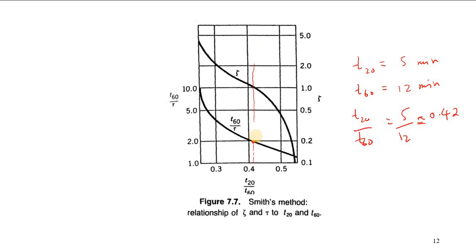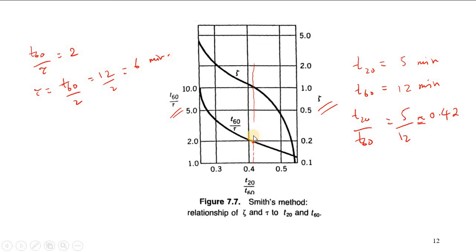And what do we have here? We can find the T60 over tau, which is what we can see here. This is the T60 over tau axis, and this is the axis for xi. So for T60 over tau, we are going to go to the left. So we are going to go from 0.42 to the left, and we are going to find that T60 over tau is 2. Okay, so my T60 over tau is equal to 2, which means tau is equal to T60 divided by 2, and my T60 was 12 minutes, so 12 divided by 2, this will be 6 minutes. Okay, so I found tau.